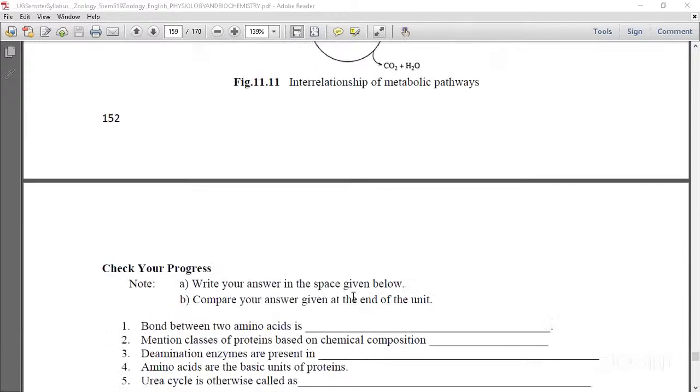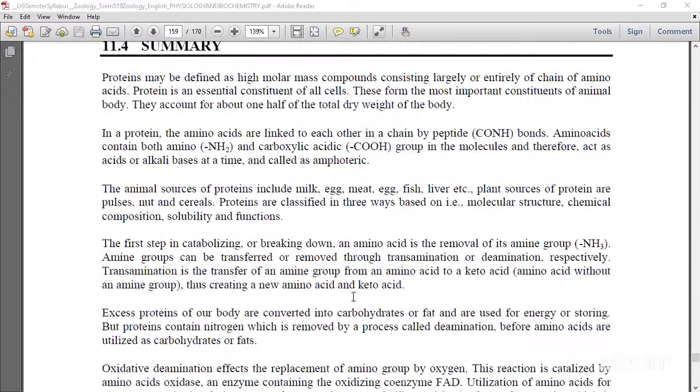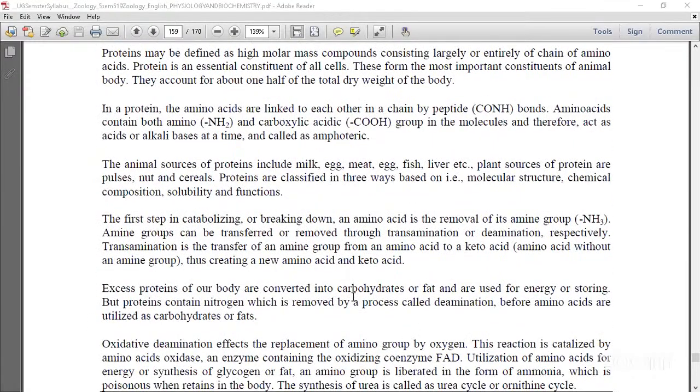When coming to the summary, we already discussed what protein is here. Yes, protein means the long chain of amino acids. Proteins are the essential constituents of the cells. These are the constituents which are present in the animal body. They account for about one half of the dry weight of a body.